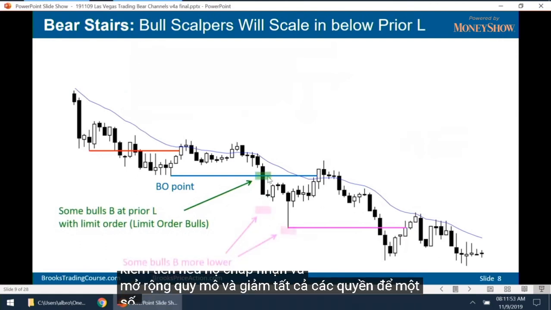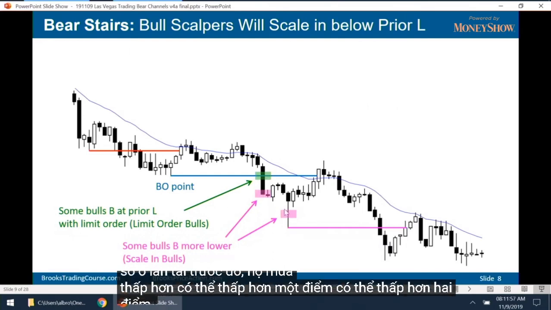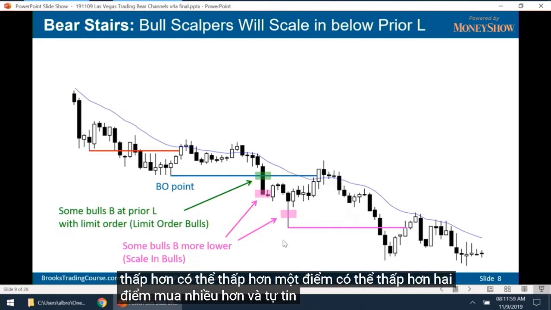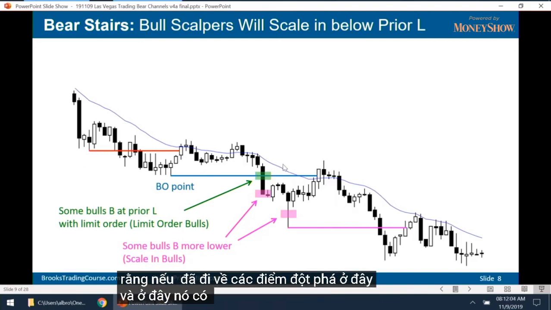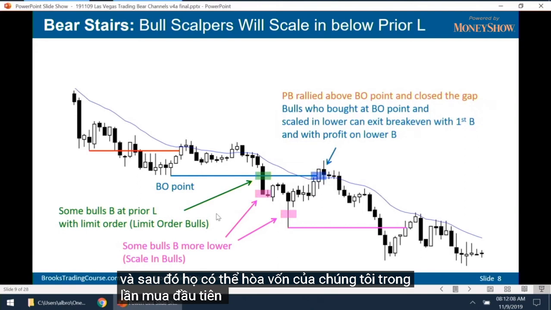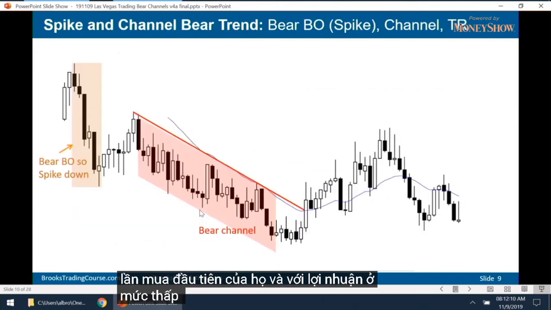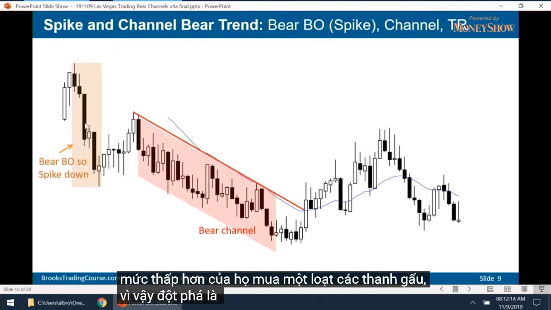All right, so some bulls buy at the prior low, they buy more lower, maybe a point lower, maybe 2 points lower, buy more again, confident that it went above breakout points here and here, it'll probably do the same here, and then they can get out break even on their first buy and with a profit on their lower buys. A series of bear bars, so it's a breakout.